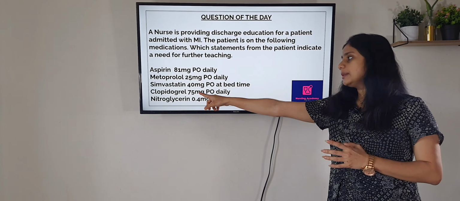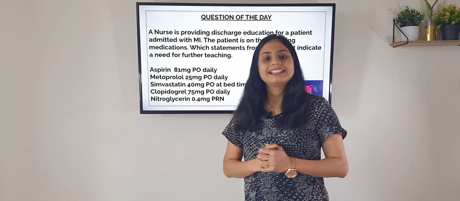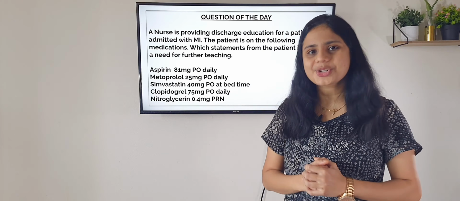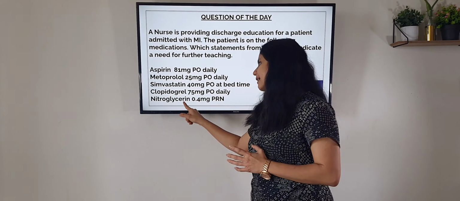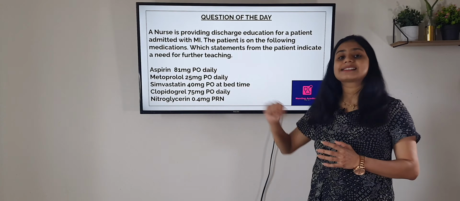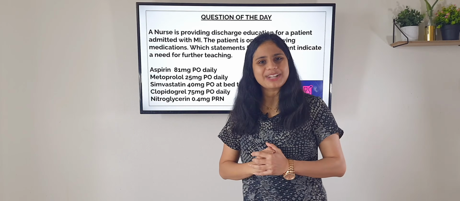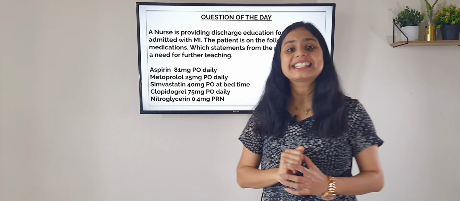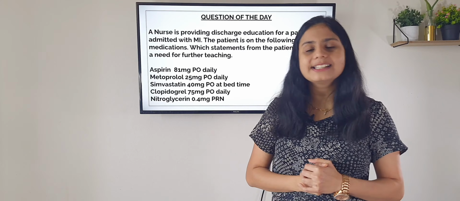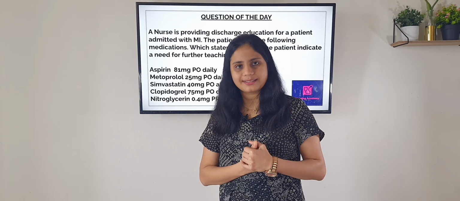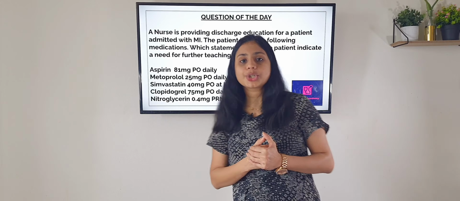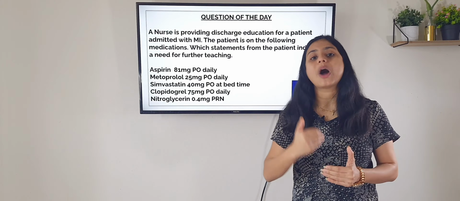Then the fourth medicine, clopidogrel. Definitely it's an antiplatelet drug like aspirin. And the fifth one, nitroglycerin. What is the action of nitroglycerin? Yes, it's an anti-anginal drug that is given for chest pain. Okay, then let's do the options one by one.